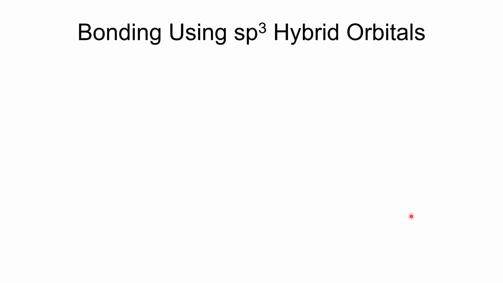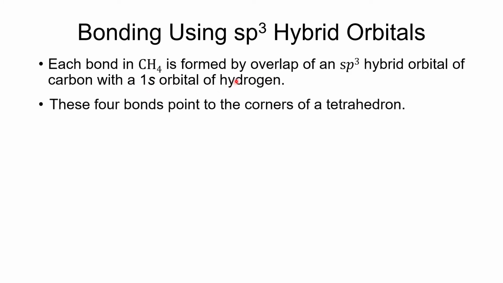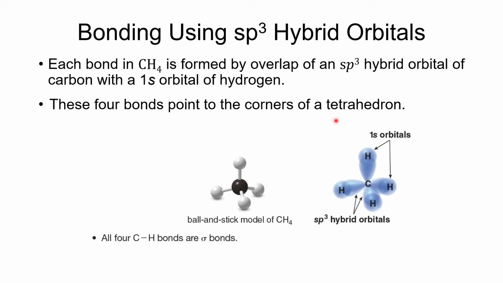All right. So let's look at bonding using the sp3 hybridized orbitals. For methane, we have the overlap of the sp3 hybridized orbital on carbon with the 1s orbital on hydrogen. All right, these four bonds point to the corners of a tetrahedron, and we call that tetrahedral. All right, so here's our ball and stick. This is like the picture that I showed you guys a few minutes ago. And then there is an sp3 hybridized orbital. There's actually four of the sp3 hybridized orbitals on carbon, and each hydrogen has a 1s orbital, and the overlap of those singly occupied orbitals will make some sigma bonds between carbon and hydrogen. Just as a reminder, all single bonds are sigma bonds. So anytime you have a single bond, it is a sigma bond.